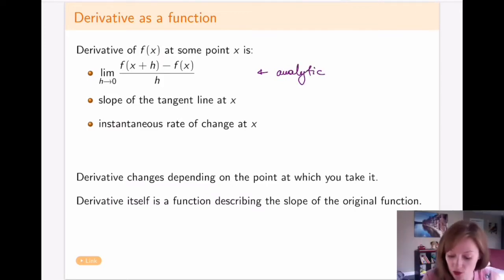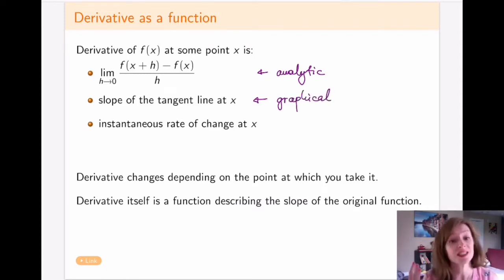The graphical description is that it's the slope of a tangent line at that point, because at that point your secant line becomes a tangent line. So this is the graphical description. A derivative is also the instantaneous rate of change at that point, and this is going to be our verbal description.